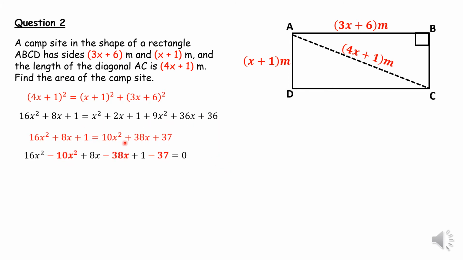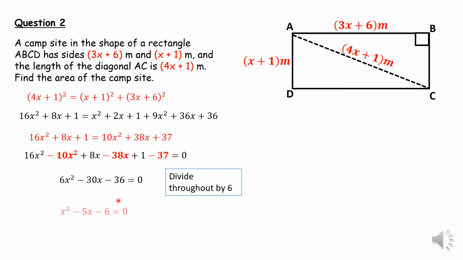And then I also realized that all quadratic equations should equal 0. So eventually I end up with 6x squared minus 30x minus 36 equals 0. Now 6 is a common factor, so you divide everything by 6: 0 divided by 6, 36 divided by 6, 30 divided by 6, and 6 divided by 6. So obviously you're left with x squared minus 5x minus 6 equals 0.